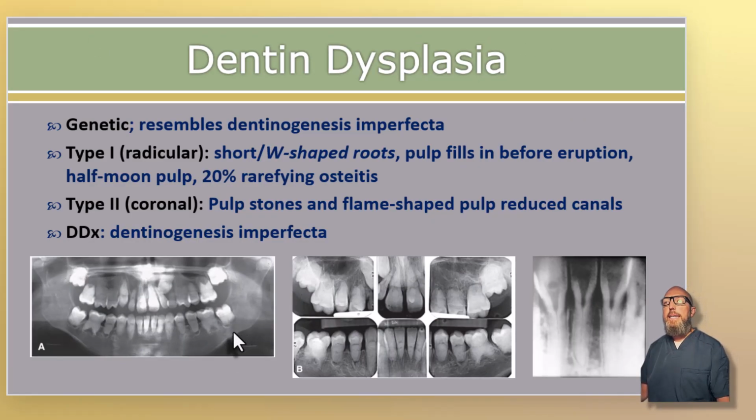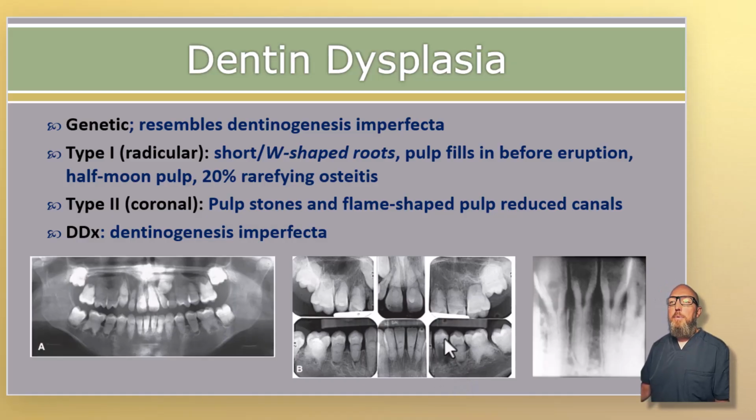All right, let's get to dentin dysplasia, which will resemble DI, or dentinogenesis imperfecta. There are 2 different types, radicular or coronal. Radicular has short W-shaped roots. The pulp fills before eruption, may have half-moon pulp, and a lot of these teeth will have rarefying osteitis or periapical lesions with them. And so what does this one look like right here? That has that W-shaped root, some rarefying osteitis with a lot of these teeth. That's your typical type 1 radicular dentin dysplasia. And this also shows those W-shaped roots. So this is the radicular type.